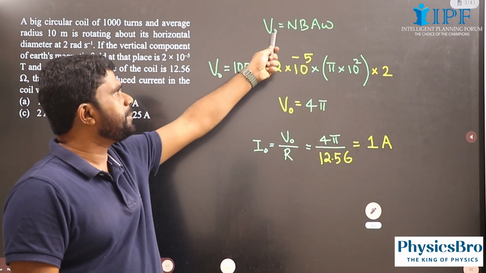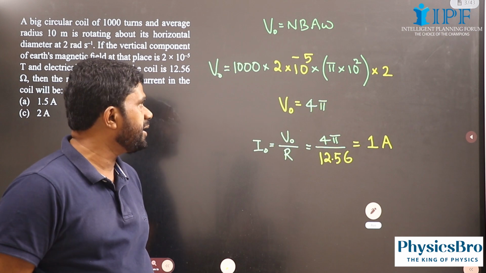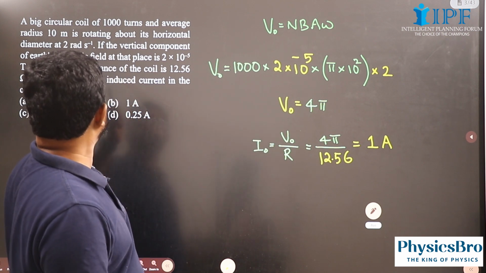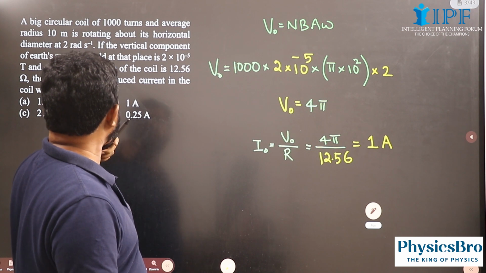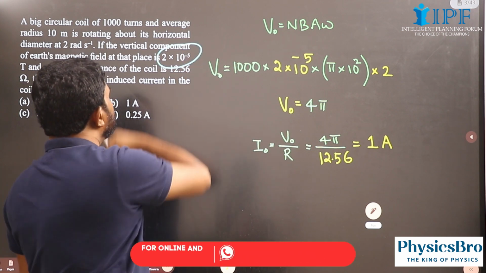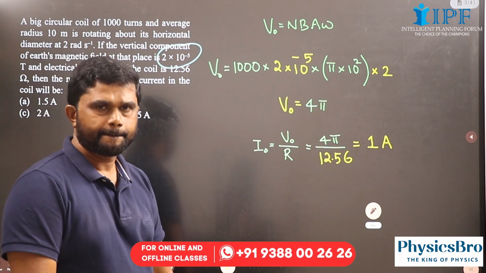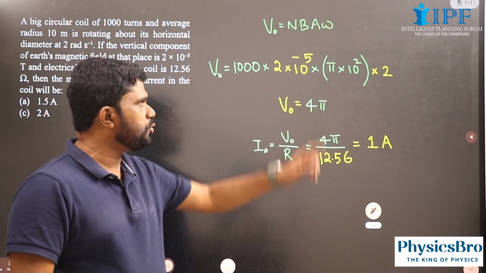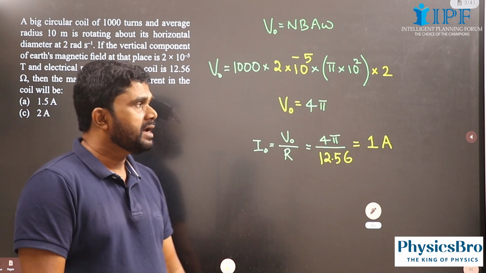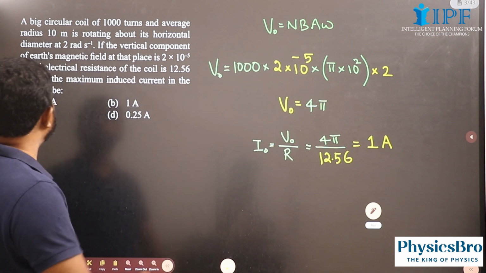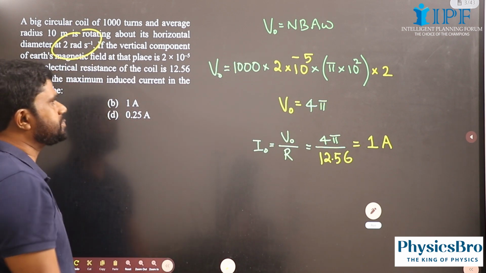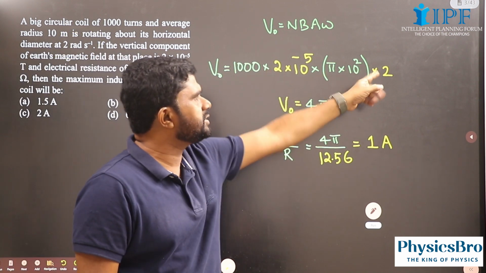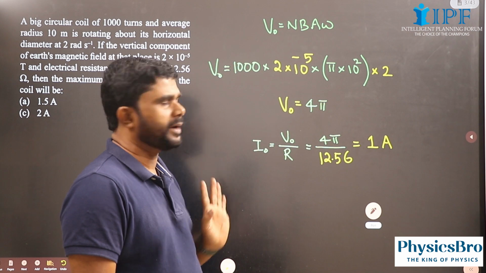This is the peak value of voltage, NBA omega. N is 1000 turns and B is given as 2 into 10 raised to minus 5 Tesla, and area is pi r square. Radius is 10 meters, so pi into 10 square. Angular velocity is given as 2 radians per second. Now 2 into 2, that is 4 into pi, 4 pi.